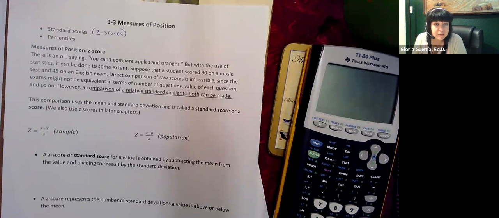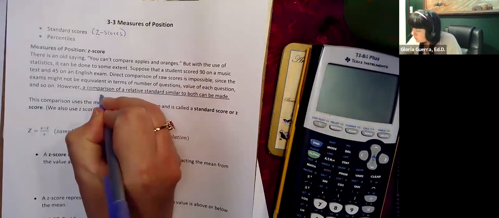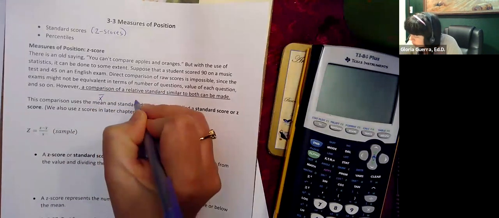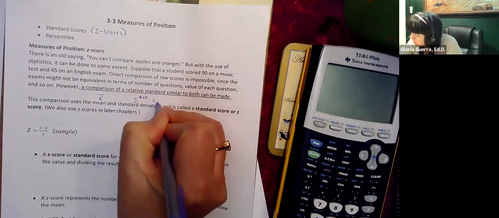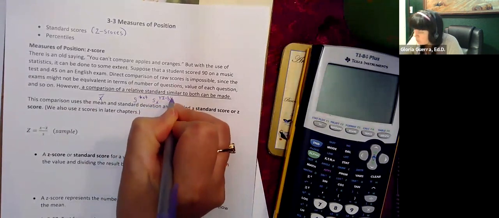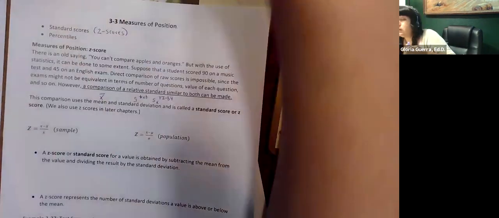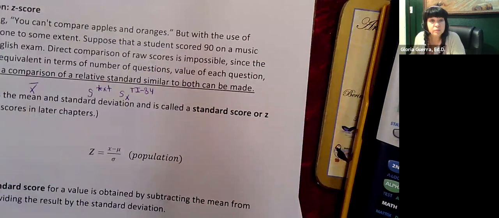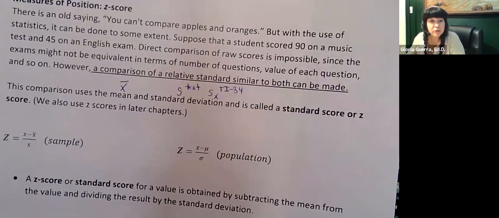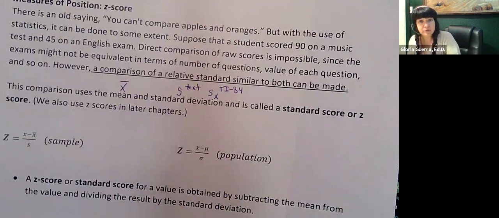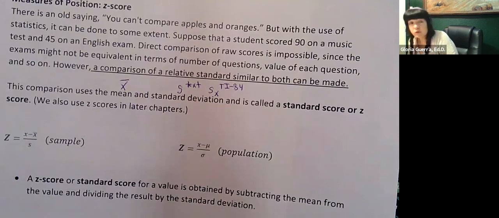So this comparison uses the mean, which is x bar, the standard deviation, which your book calls S, and on your calculator, your TI-84, you know that as S sub X. This comparison, which uses the mean and the standard deviation, is called a standard score, or z. We also use z-scores later on in chapters like chapter 6, I believe. And this is the formula.